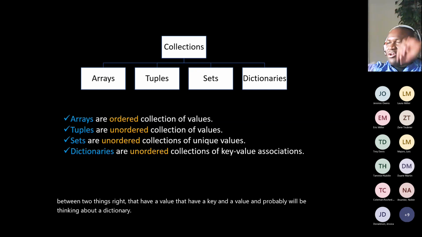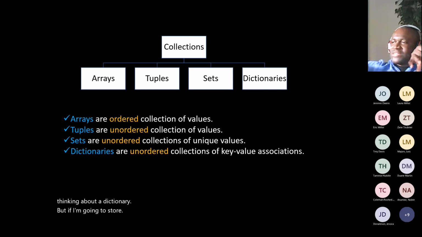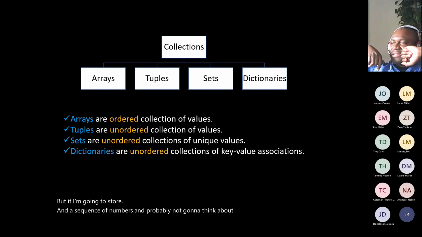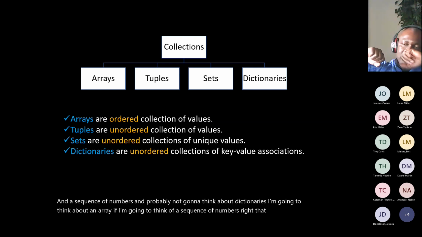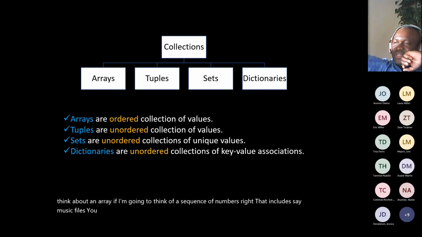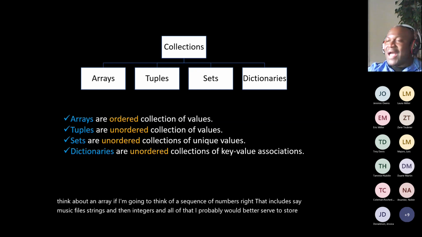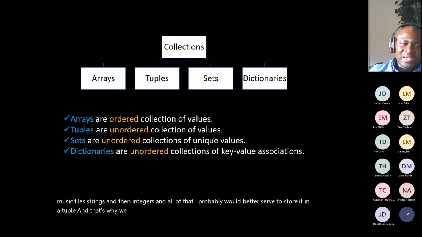But if I'm going to store a sequence of numbers, I'm probably not going to think about dictionaries. I'm going to think about an array. If I'm going to think of a sequence that includes, say, music files, strings, and then integers and all of that, I probably will better serve to store it in a tuple. And that's why we have different types, because all of them have different characteristics. They behave in different ways.